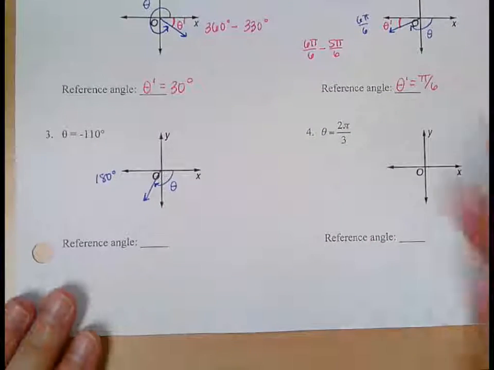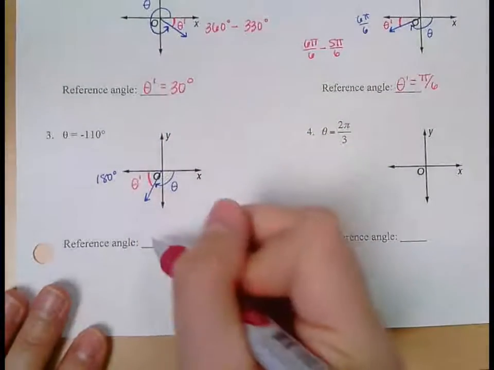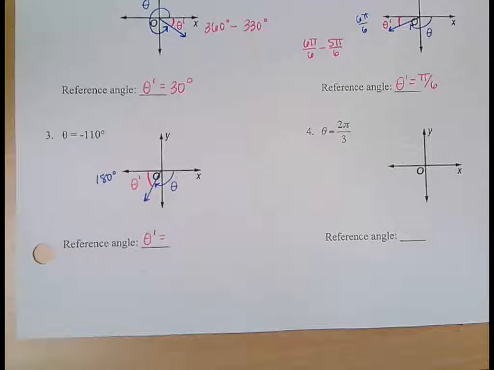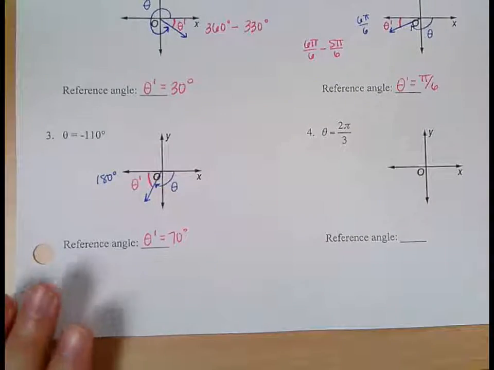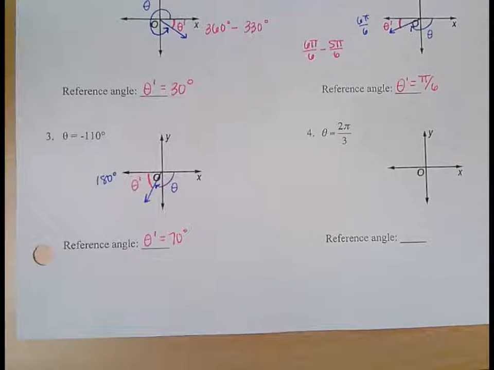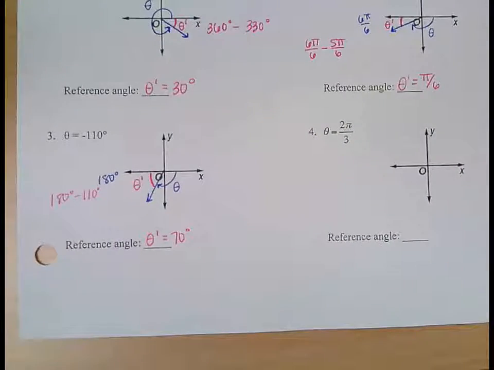So again, terminal side is in the 3rd quadrant. Theta prime would be between that terminal side and the x-axis. And we need to find that measure. Ideas on what that measure is? 70 degrees, yeah. So again, if we use what we had done above, because this angle measure is negative, you could find that by taking 180 degrees and subtracting 110, again, because it's negative. And that would give you the 70 degrees.